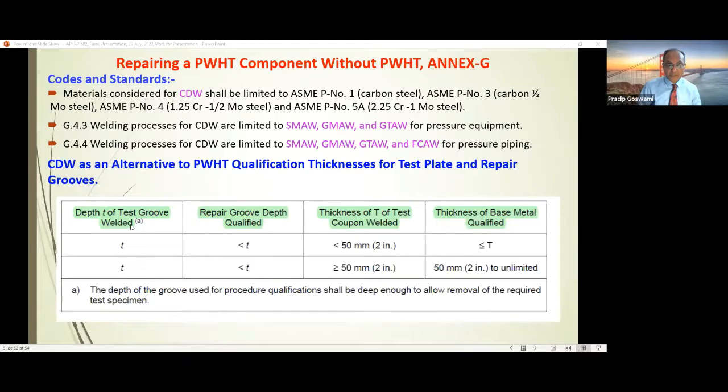And these are typically the codes and standards followed. As you can see here, if the depth of the groove is typically T, or the repair qualified is less than T, that means if you do a qualification on a 2-inch thick material, the thickness of the base material qualified is slightly lesser than that. So you have to assess how much thickness is involved, and accordingly qualify the procedure in the same fashion.